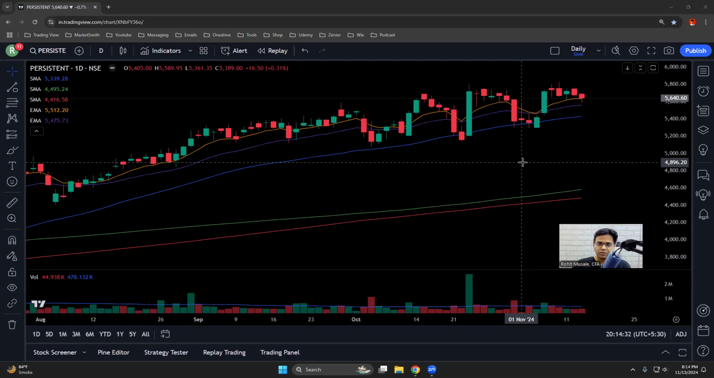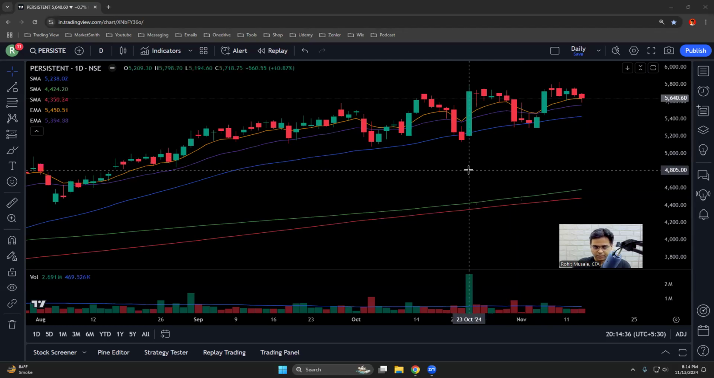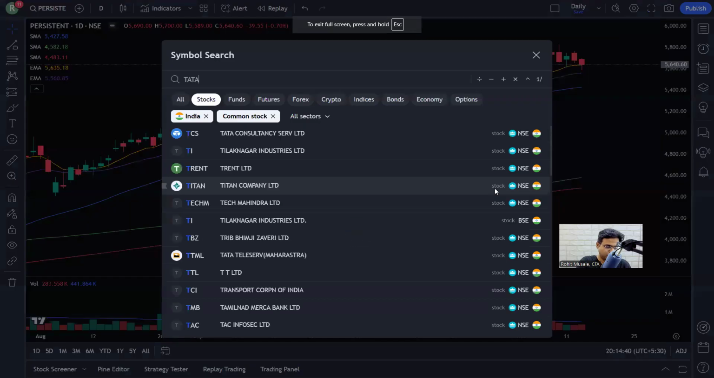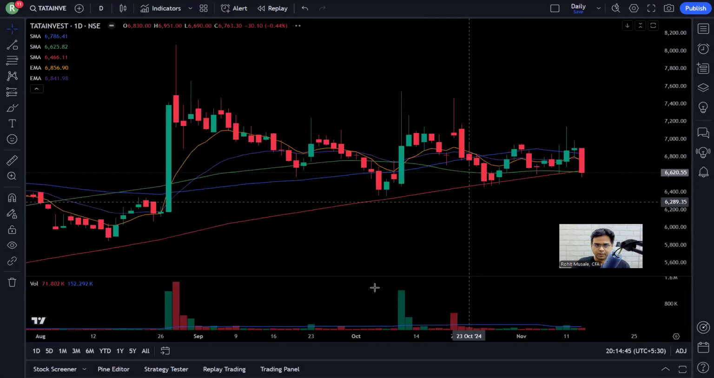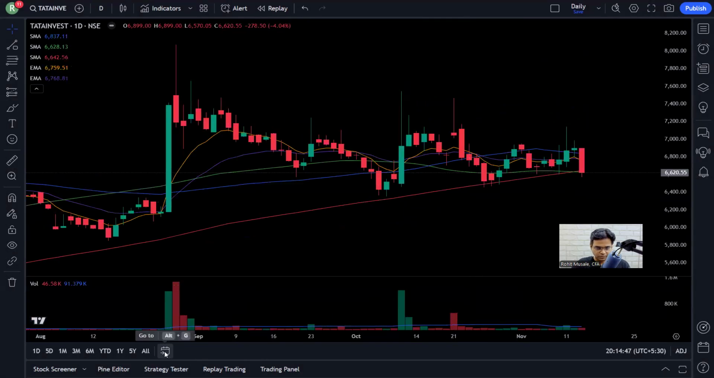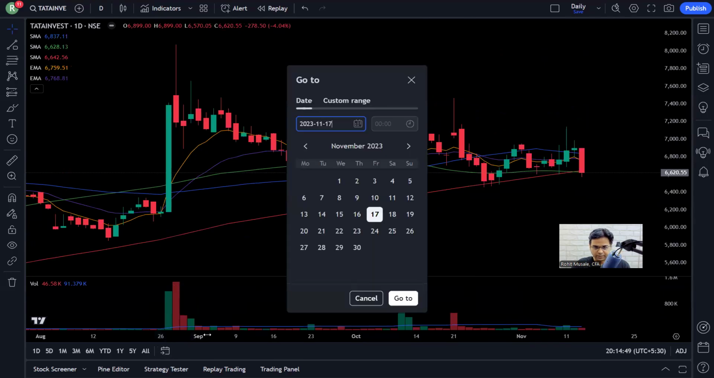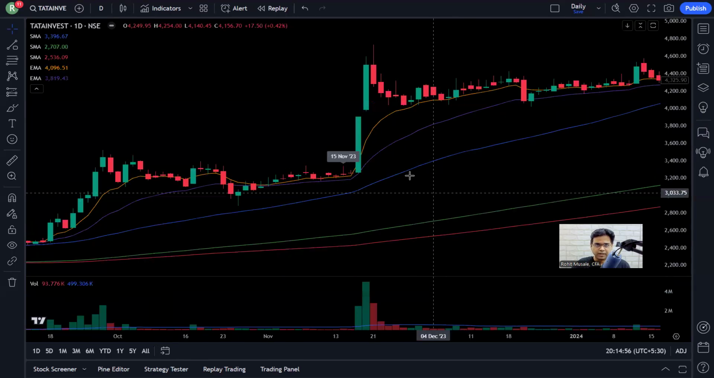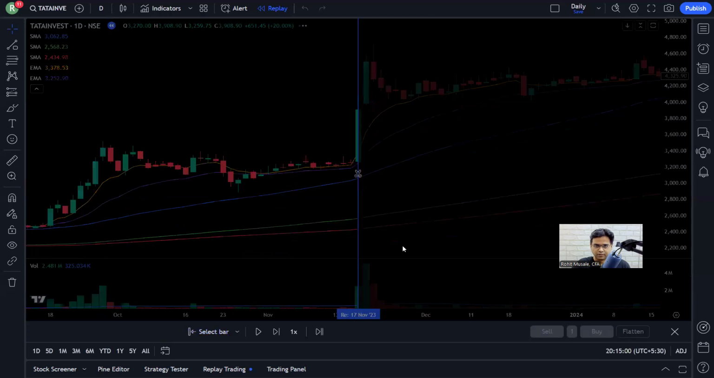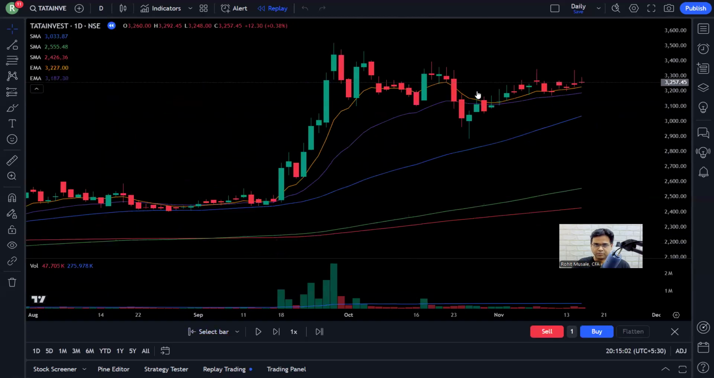So VCP means volatility contraction pattern. So let me show you that pattern on Tata Investment. So let's go to Tata Investment. And I remember it was 15th of November, I guess, last year, 2023, 15 November. Yeah, have a look at this breakout. Let me hide this so that you will, yeah, have a look at this base.